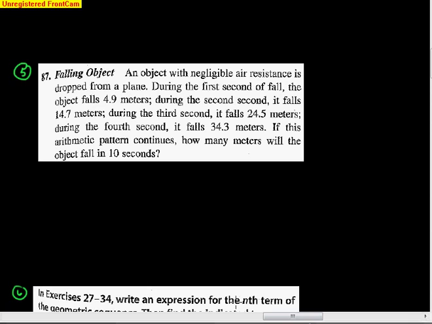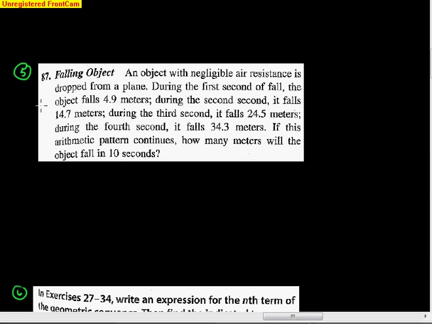An object with negligible air resistance is dropped from a plane. During the first second of fall, the object falls 4.9 meters. During the second second, it falls 14.7 meters. During the third second, it falls 24.5 meters. During the fourth second, it falls 34.3 meters. If this arithmetic pattern continues, how many meters will the object fall in 10 seconds?